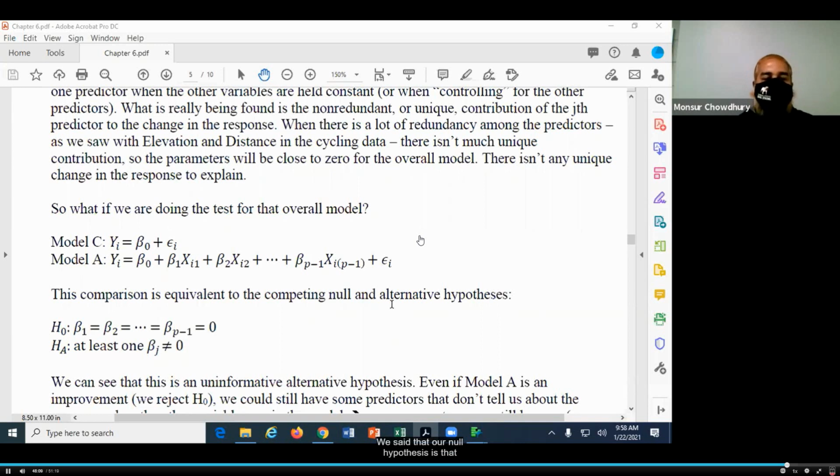So our null hypothesis is that all the predictors are useless. So beta 1 equals beta 2 equals ... equals beta p minus 1, so all the p minus 1 predictors are useless. That means they are all equal to 0. Our alternative hypothesis is that at least one of the predictors is useful, so beta j is not equal to 0. Okay.